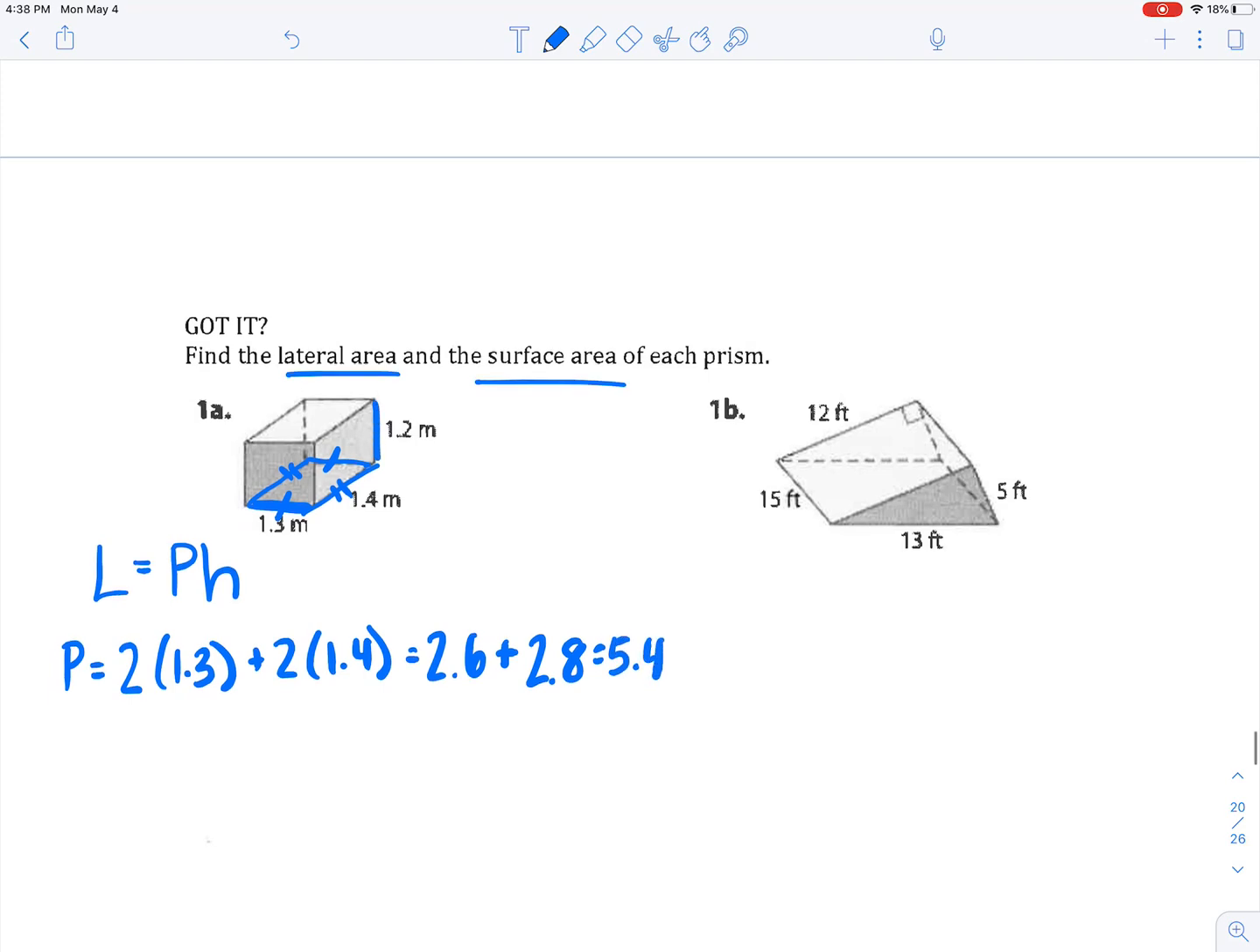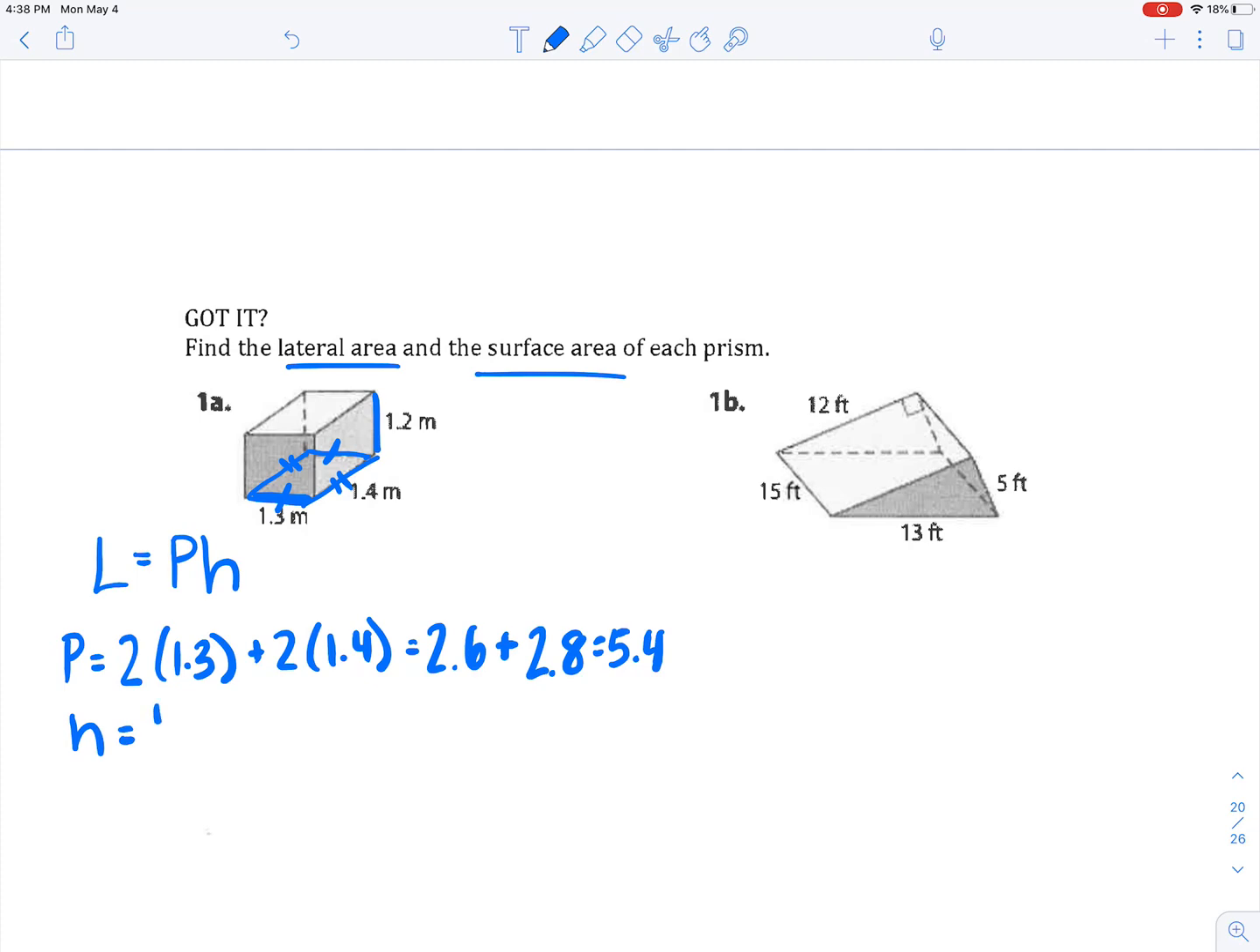The height is what connects the two bases, the top and the bottom, which is 1.2. So my lateral area is the perimeter times the height. And remember, our area is always in units squared.